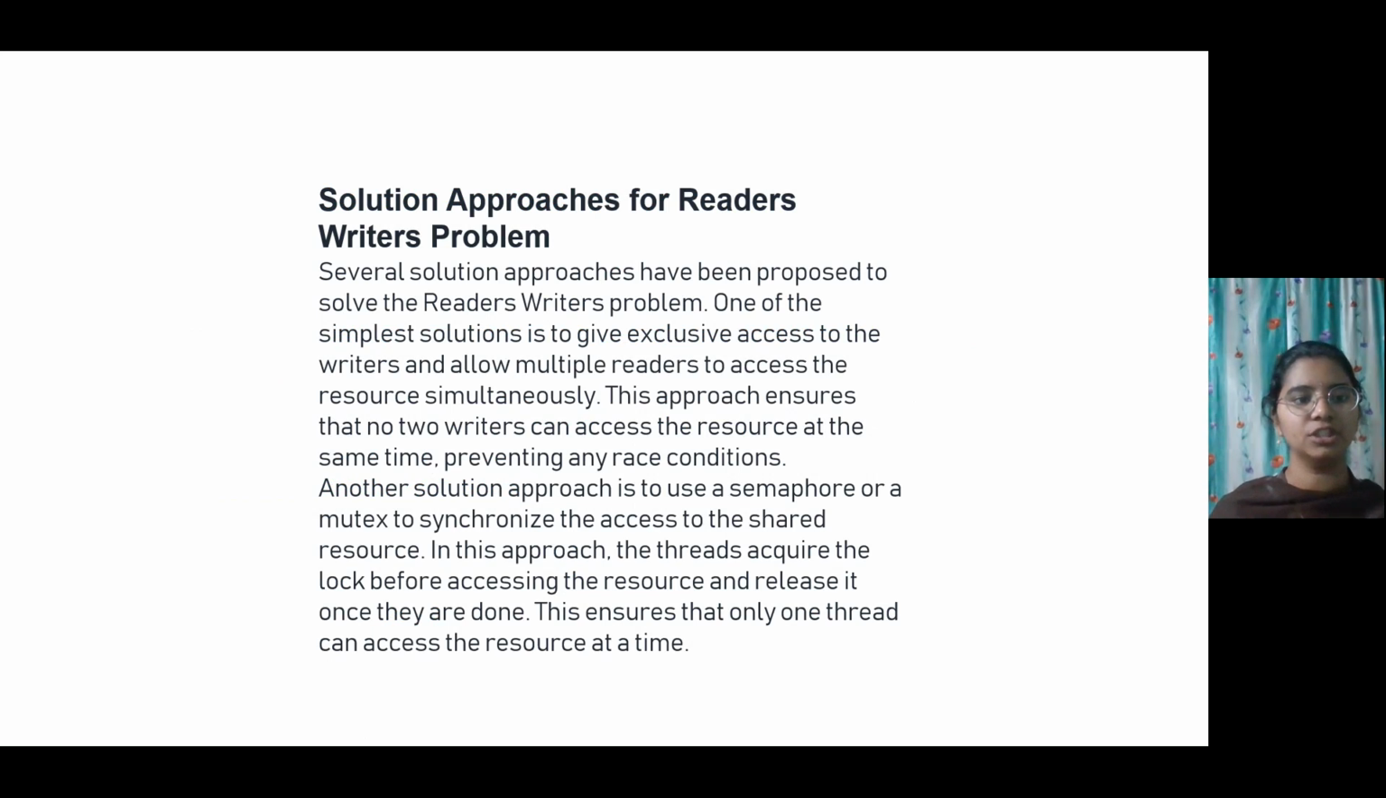Solution approaches for the readers-writers problem. Several solution approaches have been proposed to solve the readers-writers problem. One of the simplest solutions is to give exclusive access to the writers and allow multiple readers to access the resource simultaneously. This approach ensures that no two writers can access the resource at the same time, preventing race conditions. Another approach is to use a semaphore or a mutex to synchronize access to the shared resource. In this approach, the threads acquire the lock before accessing the resource and release it once they are done. This ensures that only one thread can access the resource at a time.